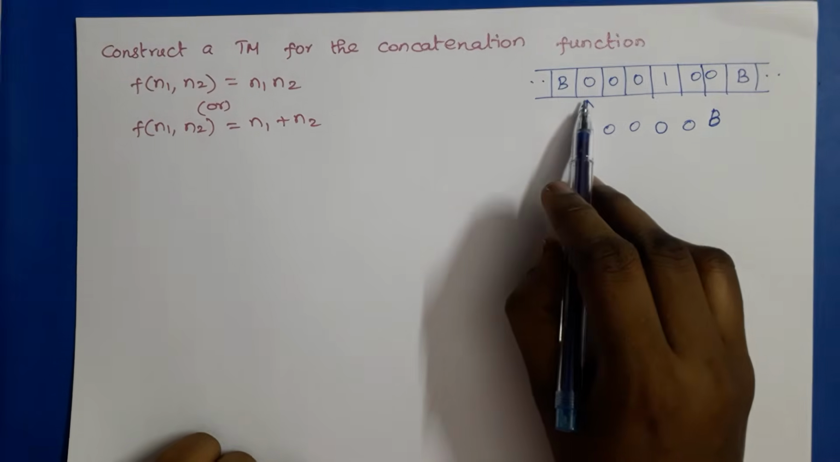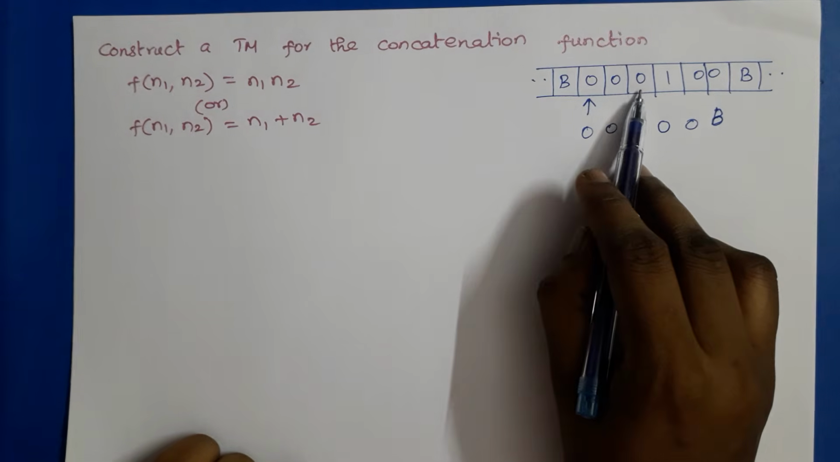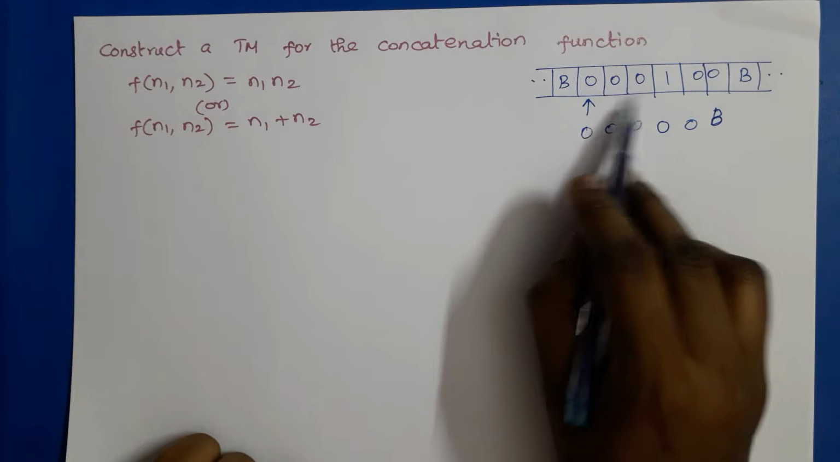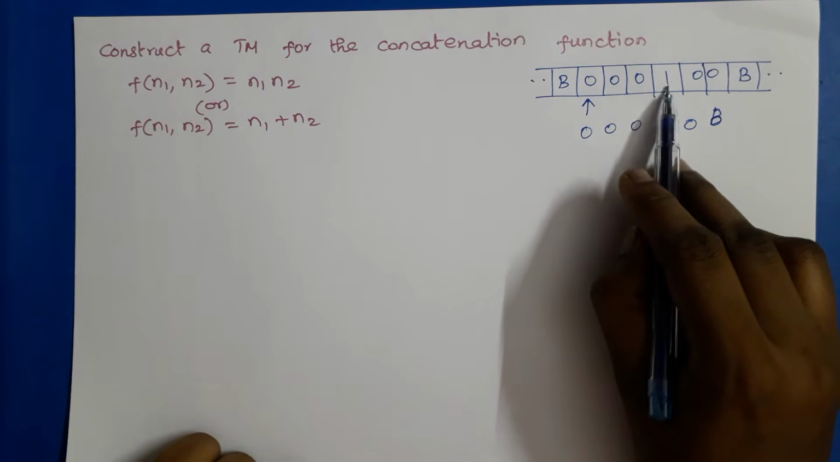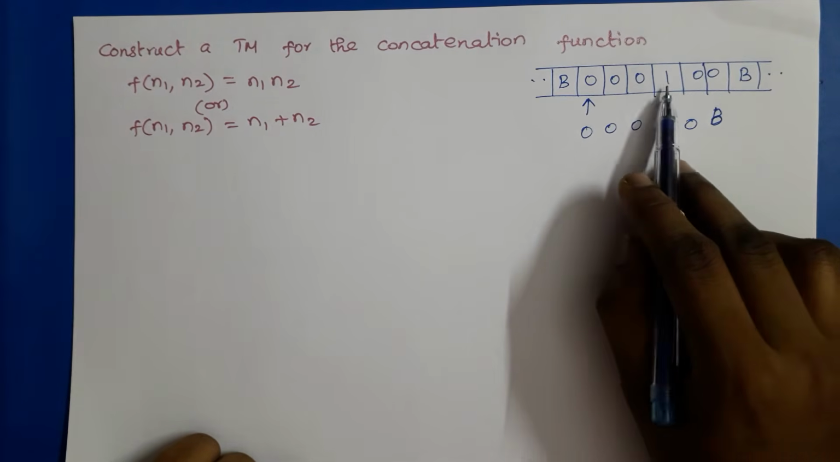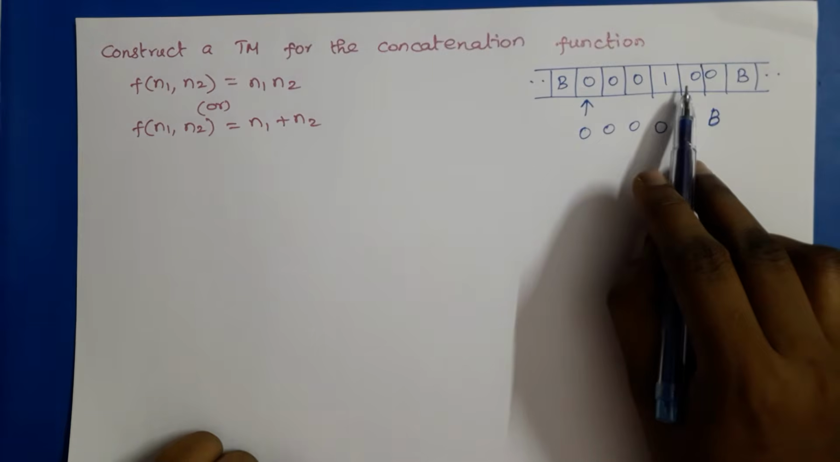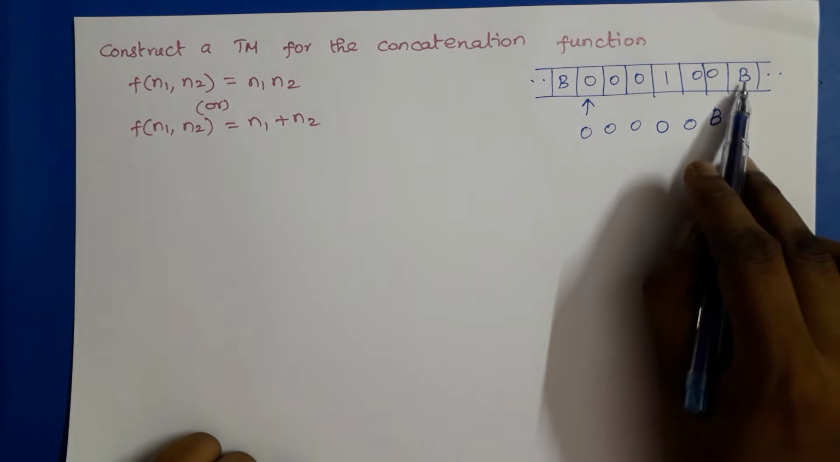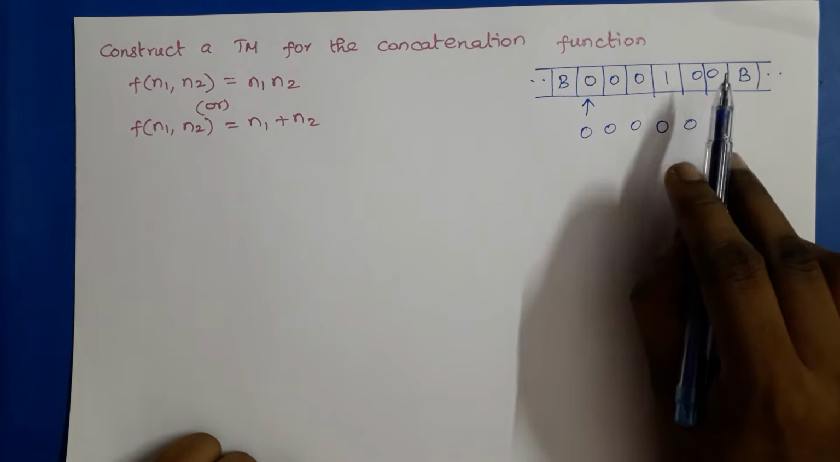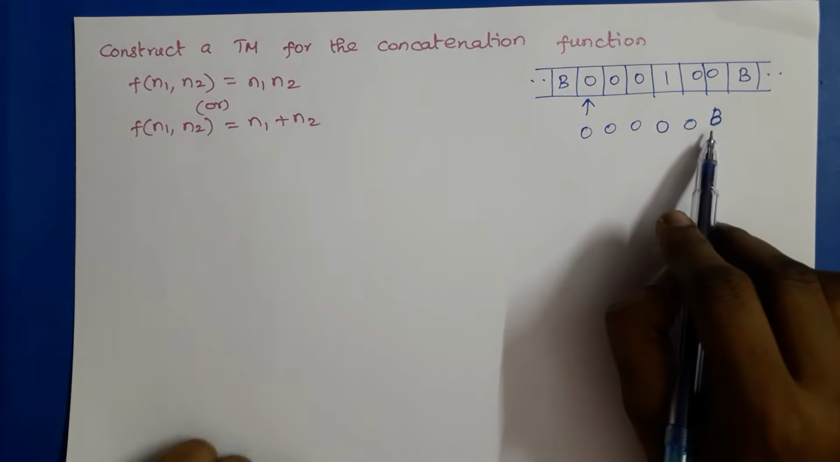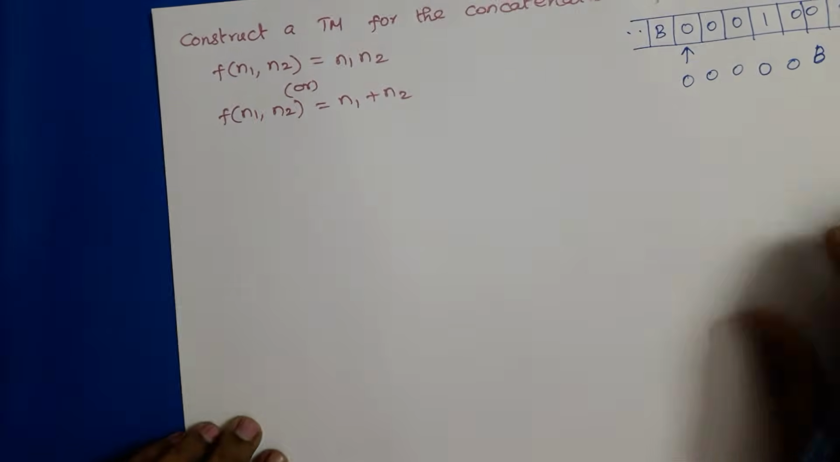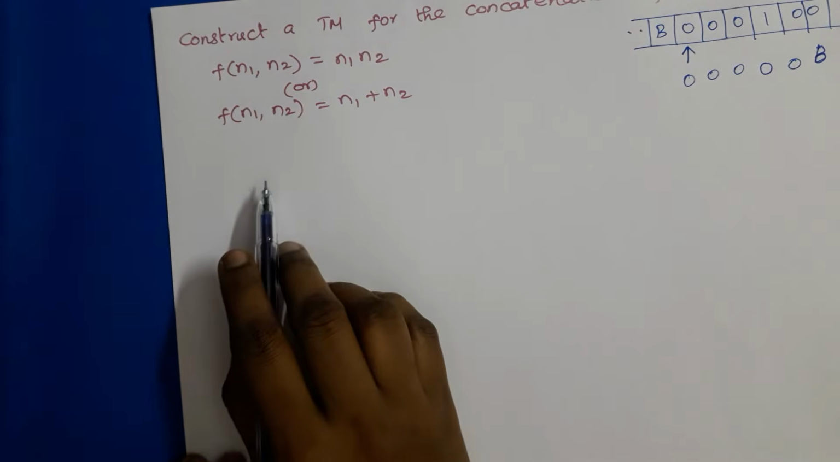So the concept is, for the n1 zeros, we just move to the right side. Whenever we see 1, it should be replaced by 0. Then again for the n2 number of zeros, just perform right moves until we reach blank. Whenever we reach blank, perform a left move, and the last 0 should be replaced by blank. This is the concept. So now we can draw the table.